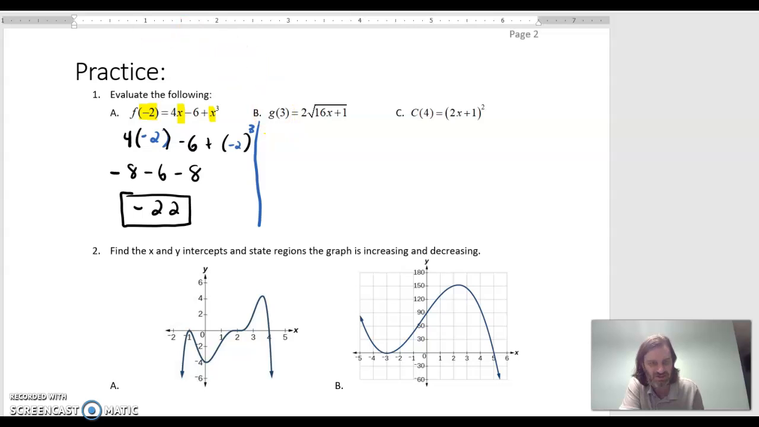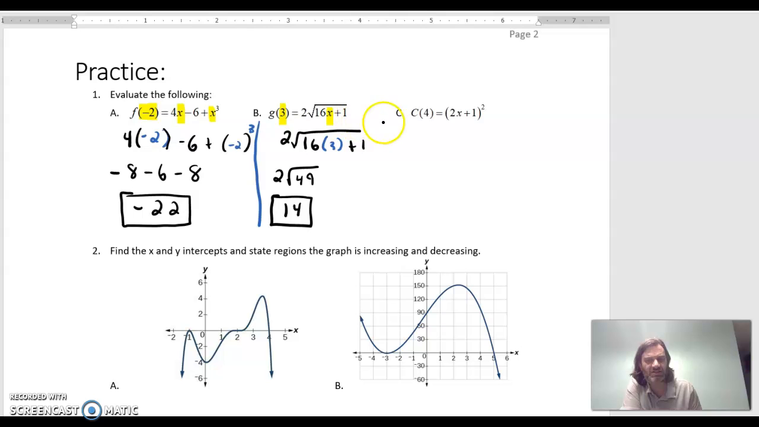B, g of 3 equals 2 times the square root of 16x plus 1. So we're going to plug 3 in. So this is going to look like 2 times the square root of 16 times 3 plus 1. So that's going to be 2 times the square root of 49 if you evaluate that, which will be 2 times 7, which will give you 14. So 3 goes in, 14 comes back. So that's kind of like an x-y combination. X is 3, y is 14.